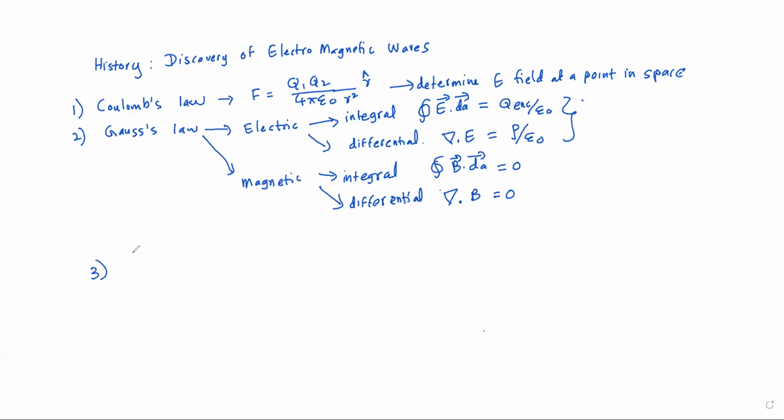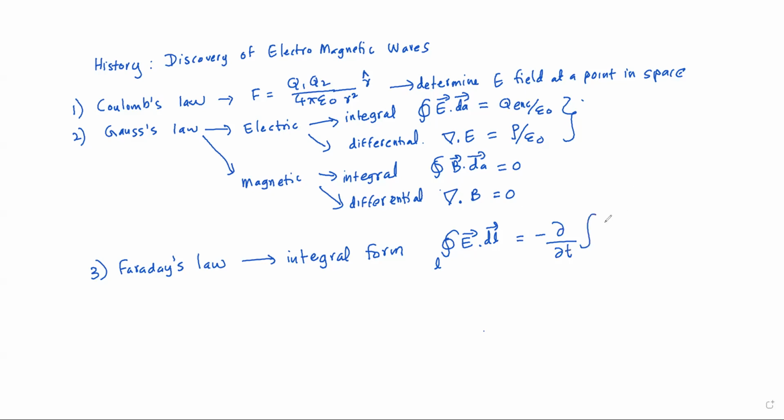Then we have Faraday's law, that also we have in integral form and differential form. In the last class we discussed this. The electromotive force that is generated around a certain loop is equal to the rate of change of magnetic flux through that loop. If you have any questions, you can ask.